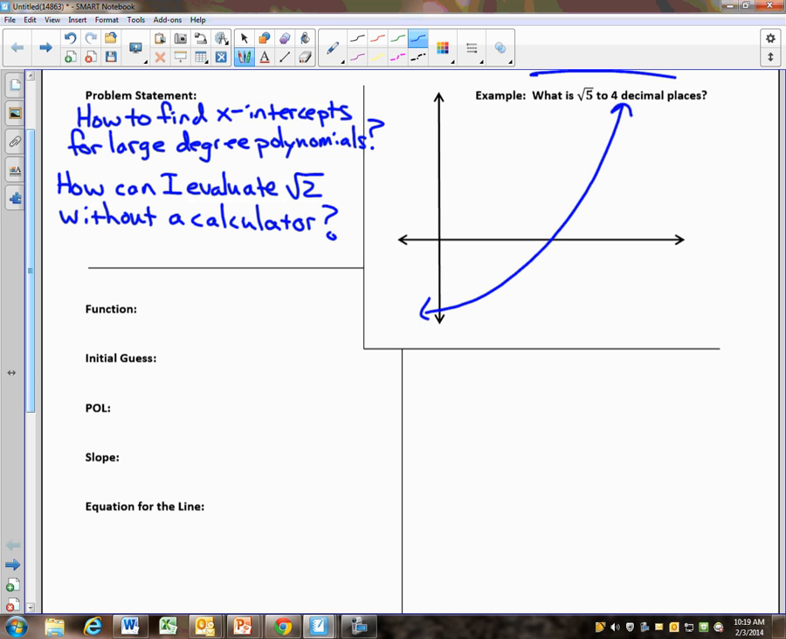And this is going to be the graph, f of x is equal to x squared minus 5. Now, do you know why I picked the equation x squared minus 5? Very good. The x-intercept here is going to be the root of 5. See how I got that? Pretty simple.